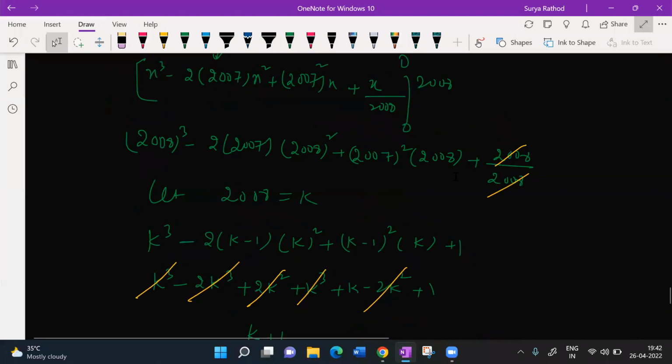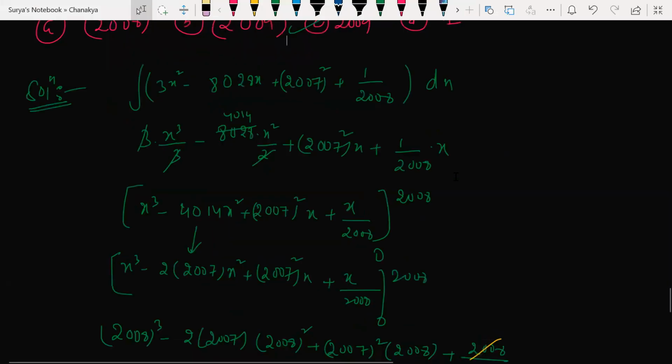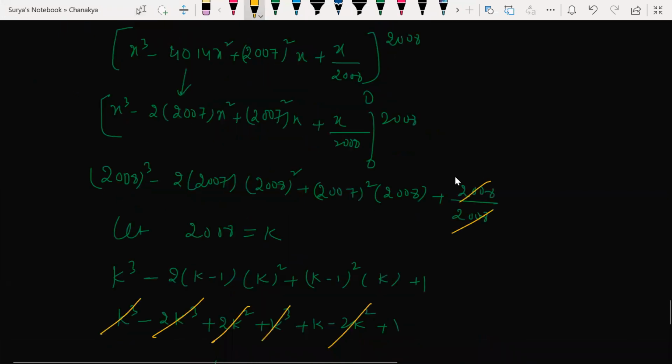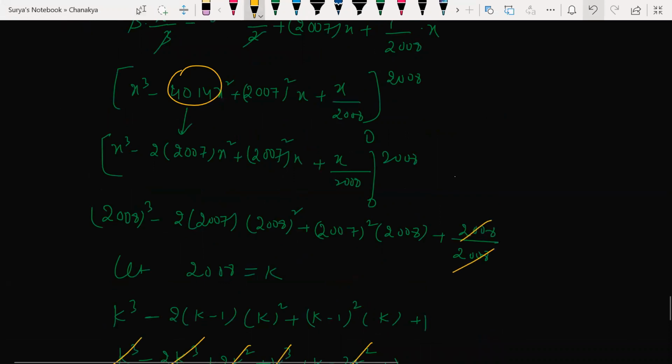Here, a very simple question. Look, writing this 4014 as 2 into 2007 is a trick. I would say there is common sense. Why? Because if I write like this, my calculation becomes so easy.